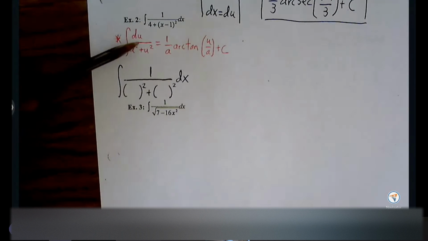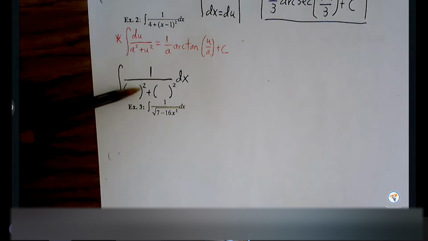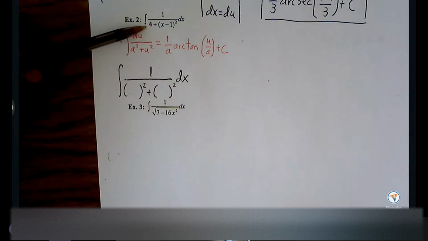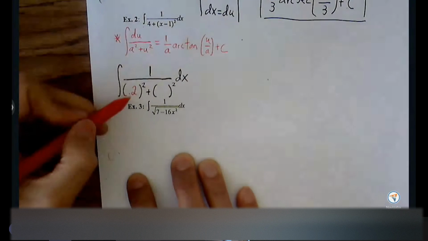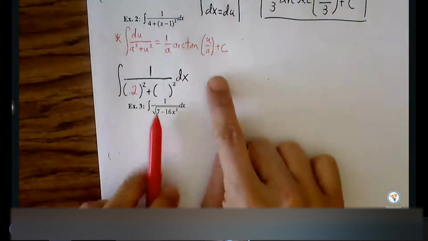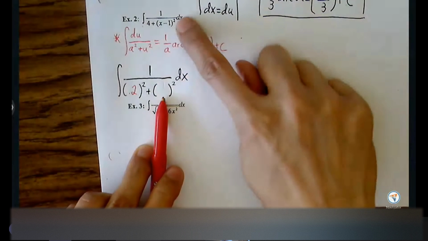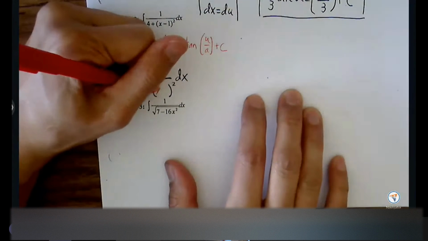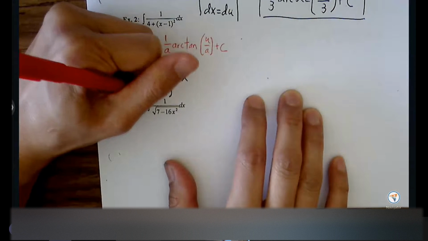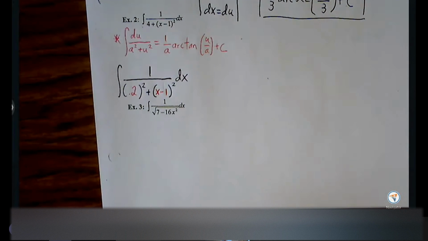Okay, let's make some adjustments here. What can I put inside the parentheses so that after I square it, I get a 4? 2. Double check, 2 squared is 4, that's good. Here, my form is already as a parentheses squared, so I can just copy down what I have. There we go.